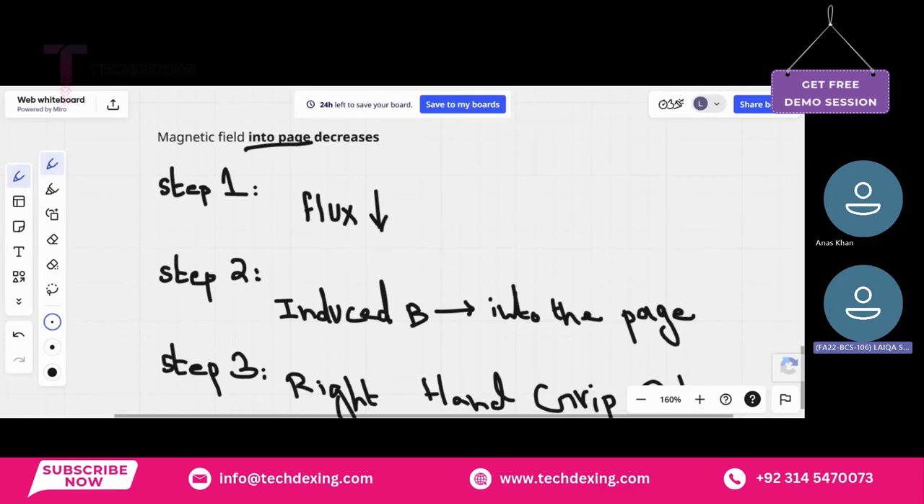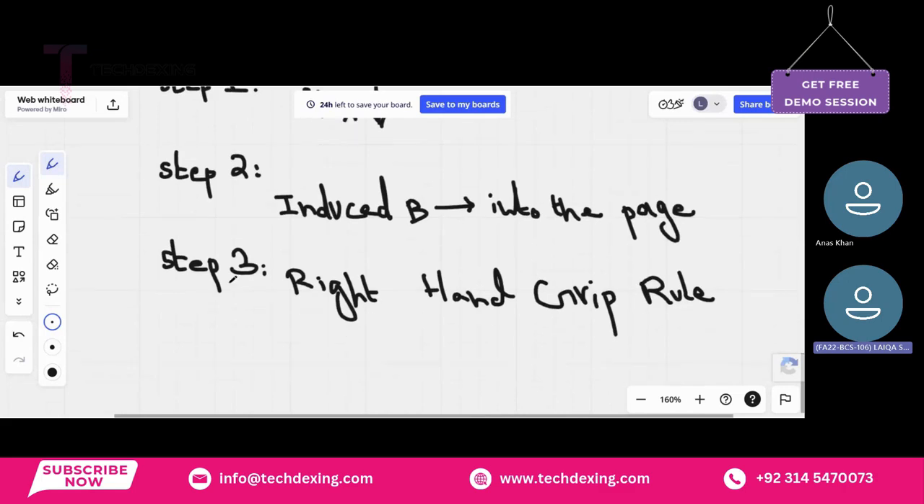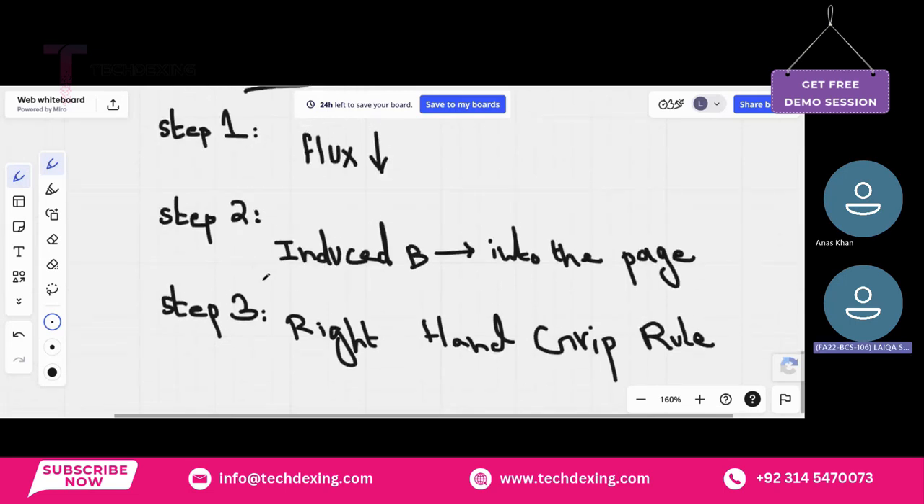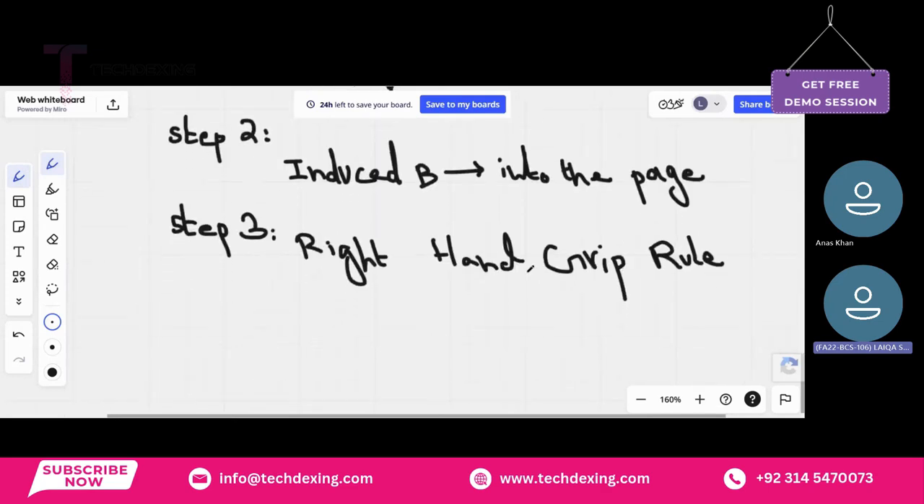What you have to do is, in step 1, you have to simply check whether the flux is increasing or decreasing. This is what you need to check. In step 2, if the flux was decreasing in step 1, the induced magnetic field will be in the same direction as the original magnetic field which was given in the question. But if the flux was increasing in step 1, then the induced magnetic field will have the opposite direction as the original magnetic field, so that the flux can be decreased. In step 3, you have to simply use the right hand grip rule. We have no concern with step 1 now.